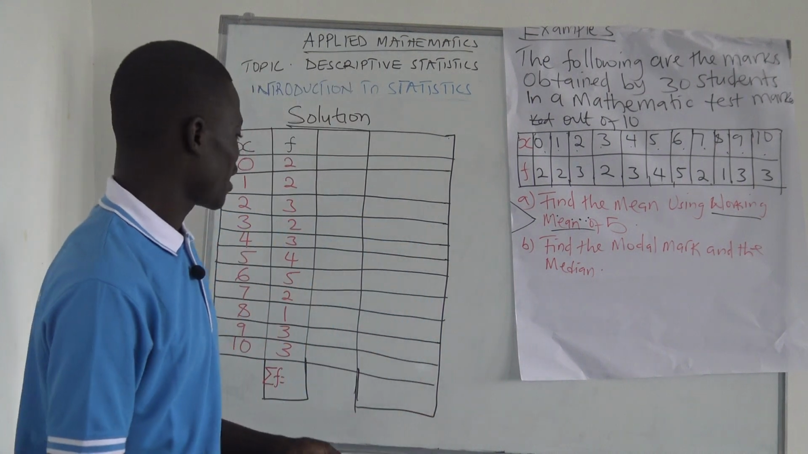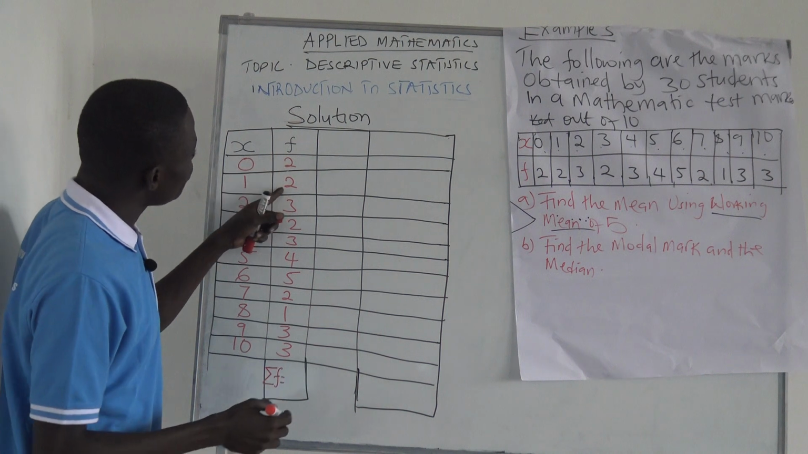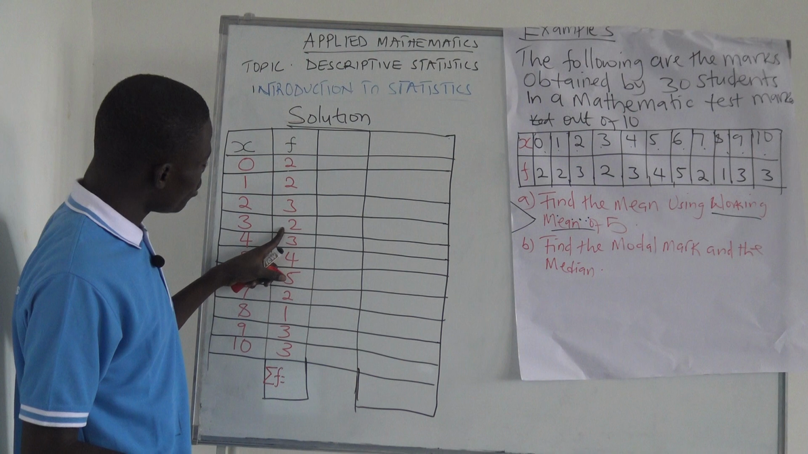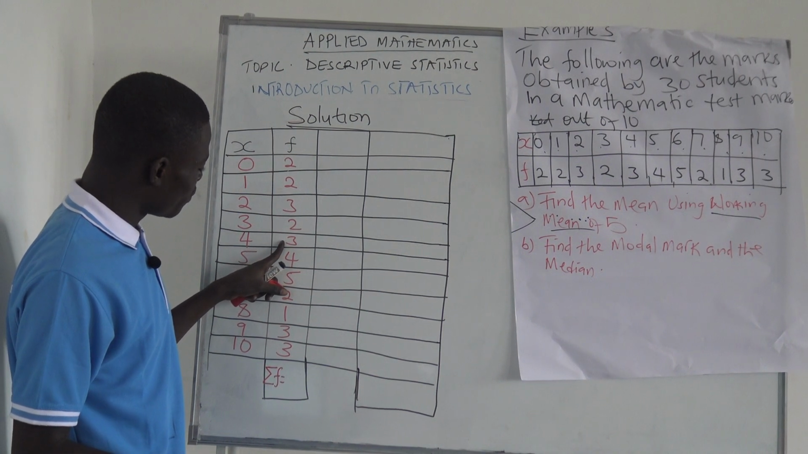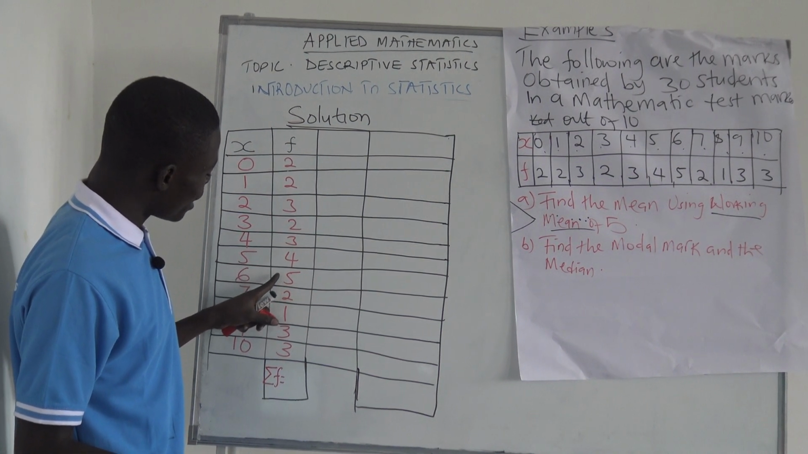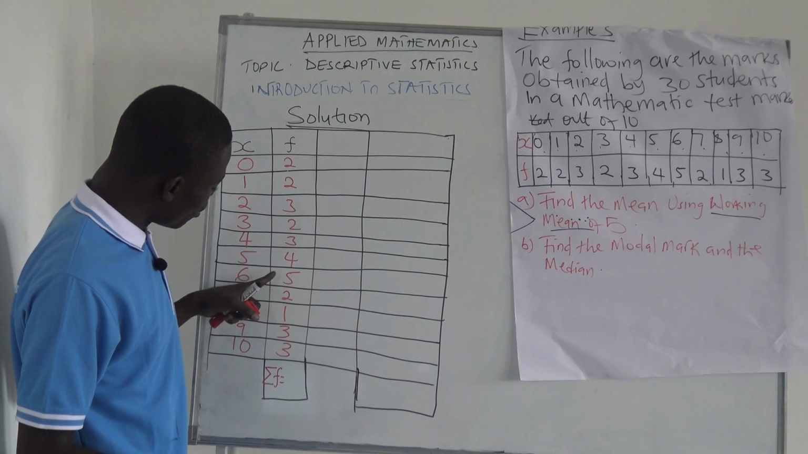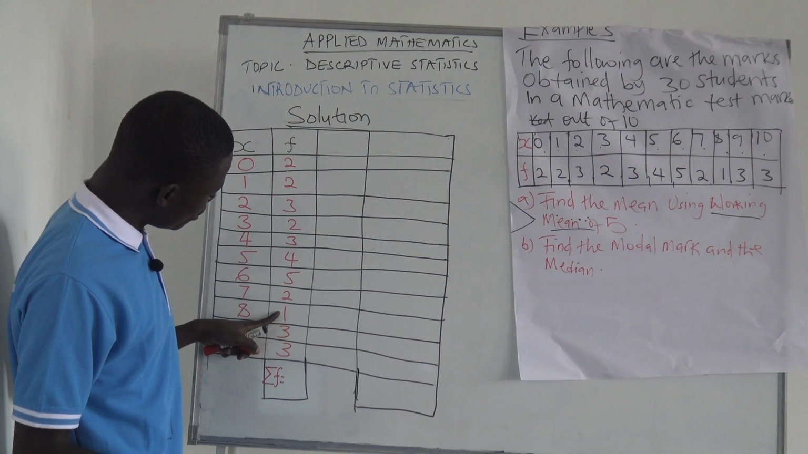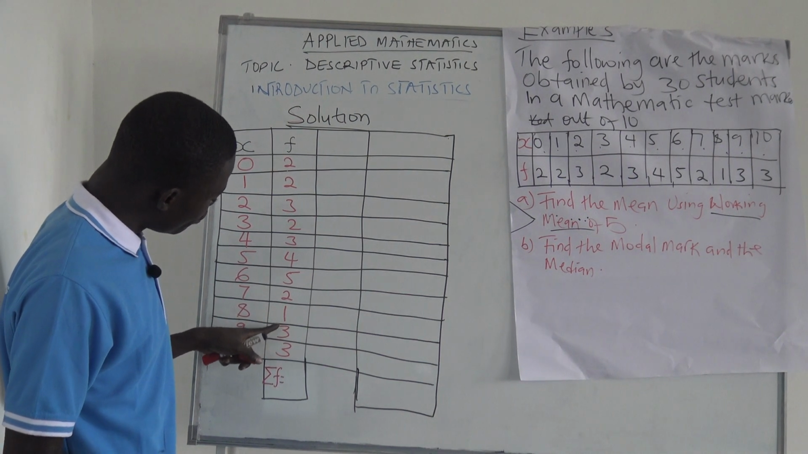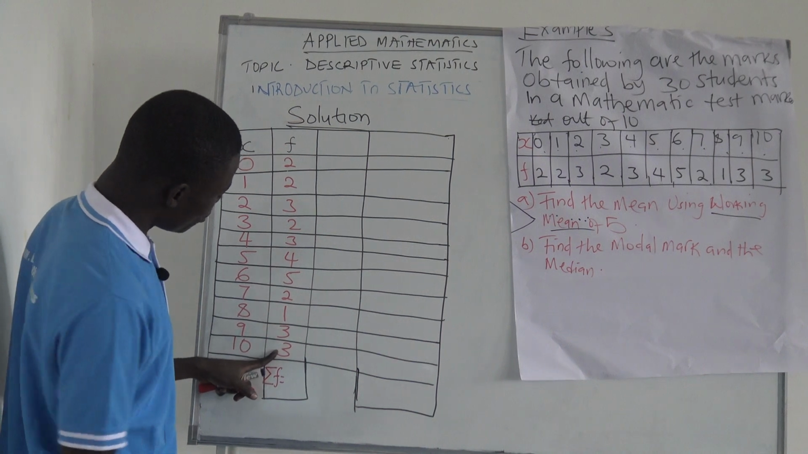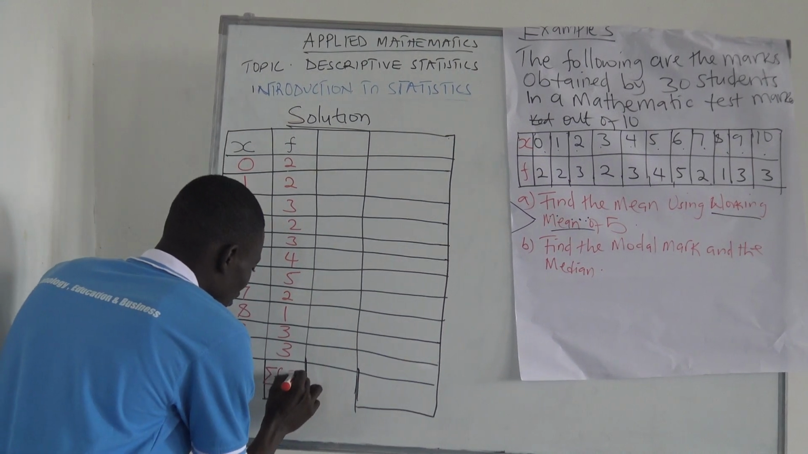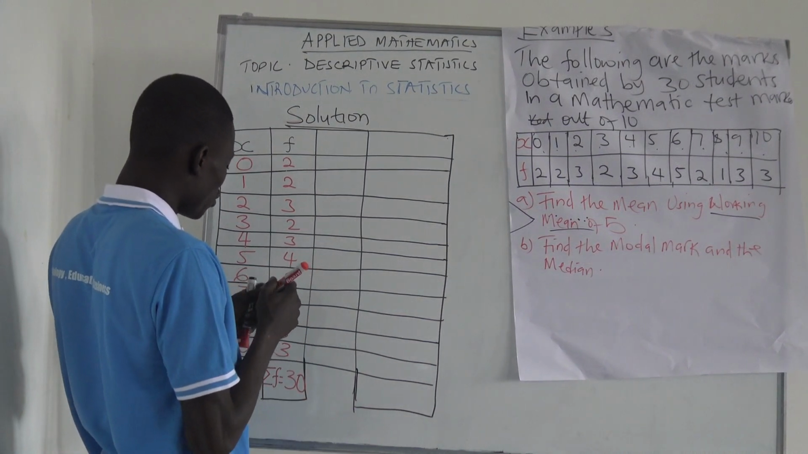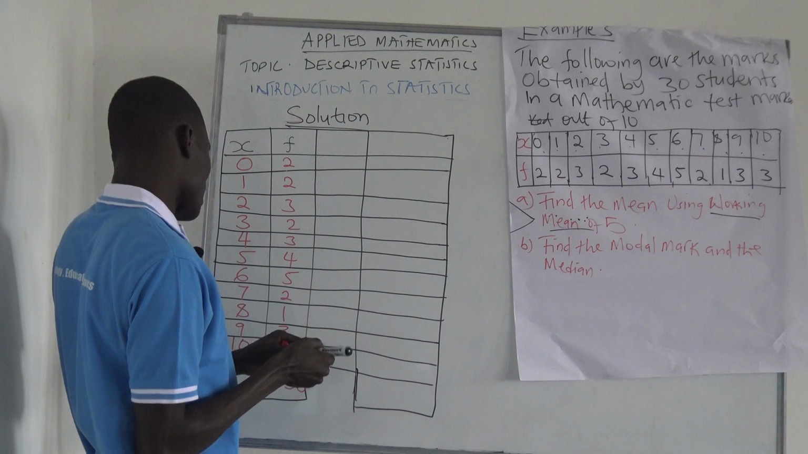Repeat your working. So this one becomes 2 plus 2, 4, plus 3, 7, plus 2, 9, plus 3, 12, plus 4, 16, plus 5, 21, plus 2, 23, plus 1, 24, plus 3, 27, plus 3, which is 30. So our summation of frequency is 30.